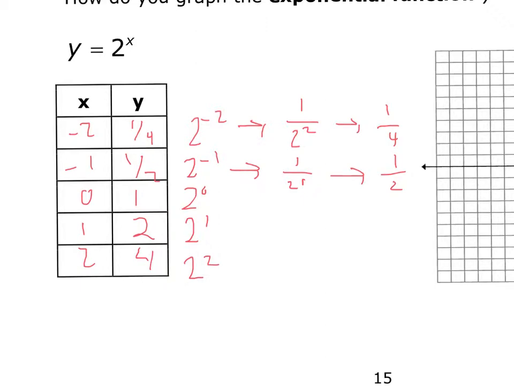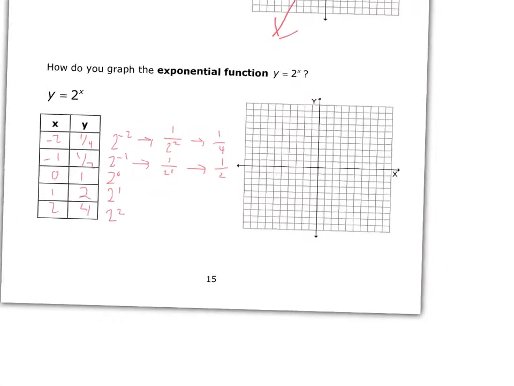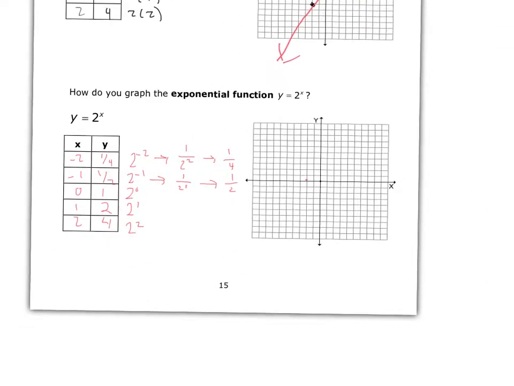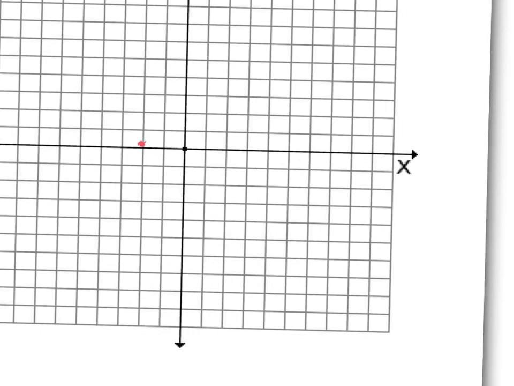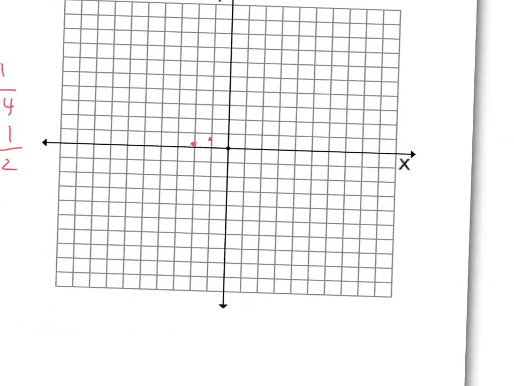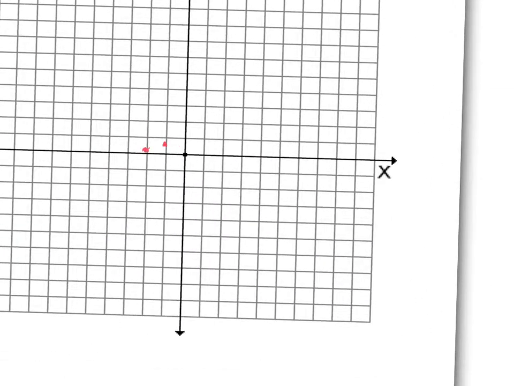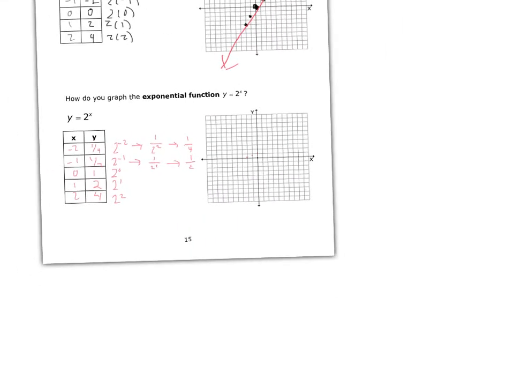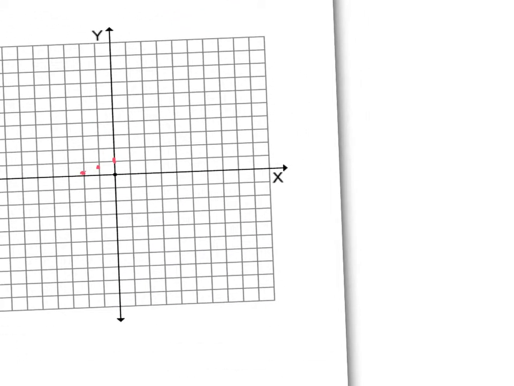Now we can graph our exponential function. Okay, so our first one is -2, 1/4. So we're going to go left 2 and then just up just a tiny bit, 1/4 of a unit. Okay, so there's your first dot. Then we have -1, 1/2. So you go left 1, up just a little bit more than the last one, half a unit. Then we have 0, 1, 1, 2, and 2, 4.